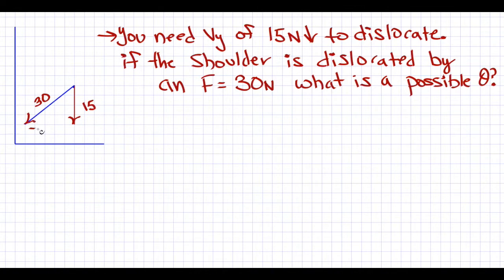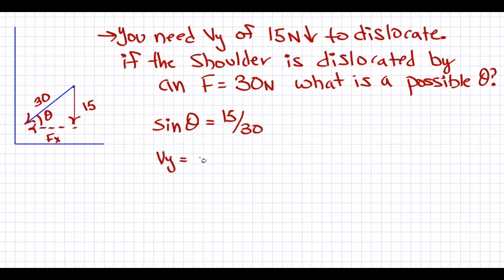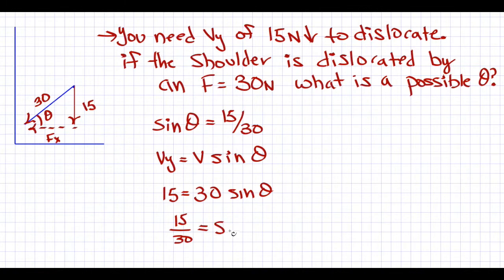So let's set it up and label our points. My Fy is going down. My 30 newtons is also going in a southwest direction. And I can just say right off the bat, sine theta equals 15 over 30. If I want to write it more traditionally, I can do that too: Vy equals V sine theta, and then solve for sine theta. But I can just look at the right triangle geometry, and I get that sine theta has to be 1/2. I actually know my special rights, my 30-60-90s and my 45-45-90s.